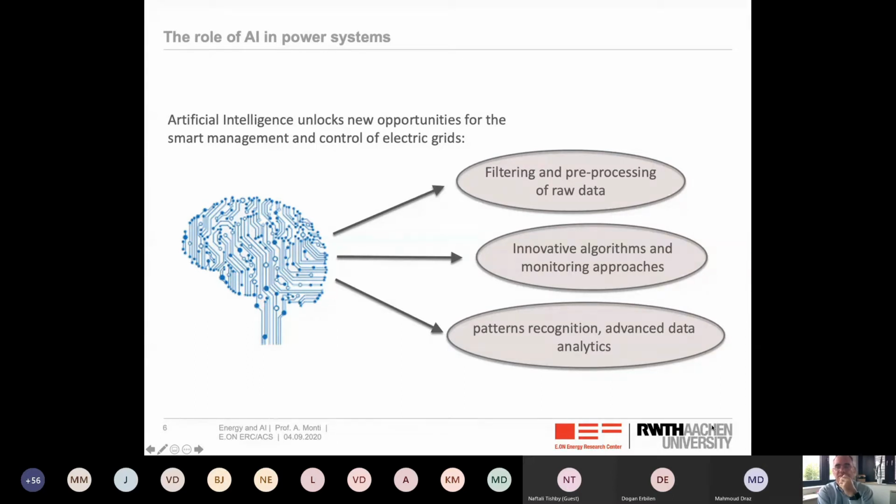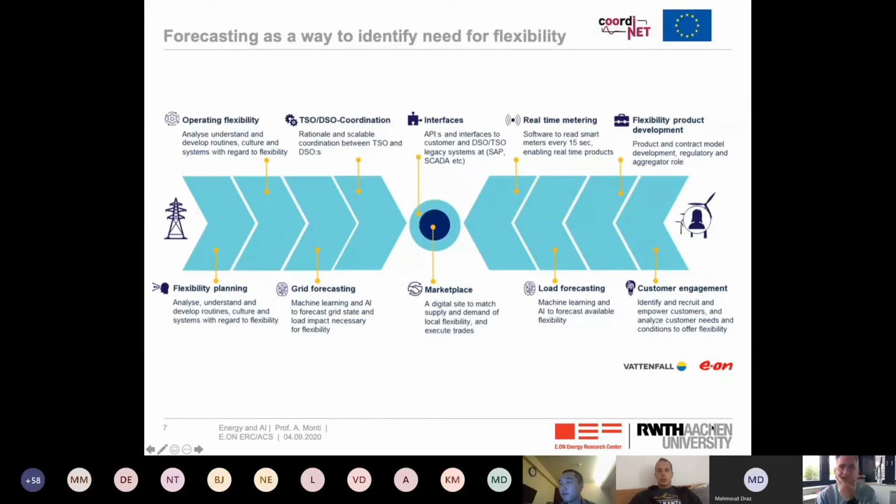I tried to identify some key features and functions: filtering and pre-processing of raw data, innovative algorithms for monitoring in particular, pattern recognition, and data analytics. In the following, I picked some concrete examples, with also practical applications, in which in different projects we have been using methods coming from the artificial intelligence field and applied in the real life of electrical systems.